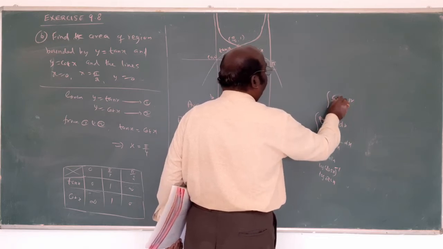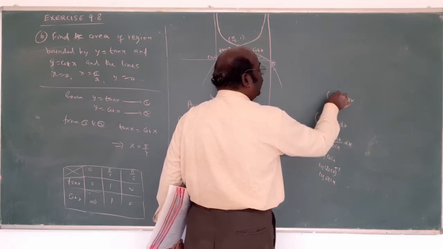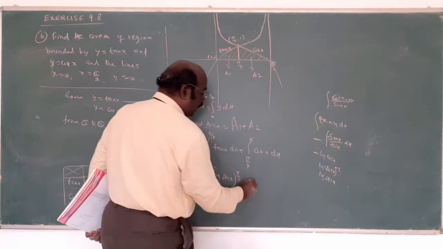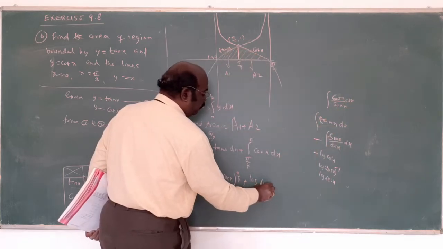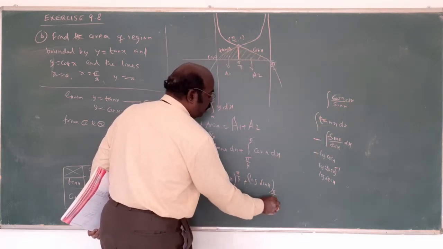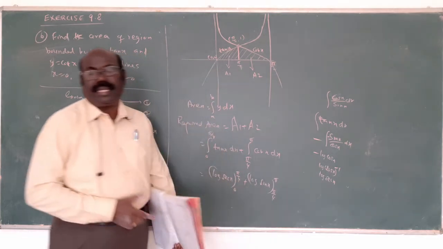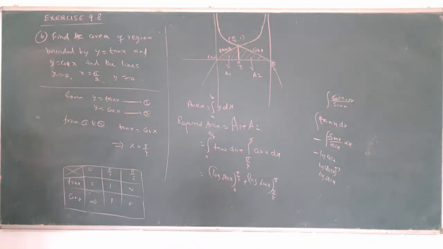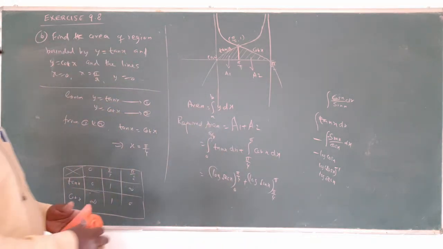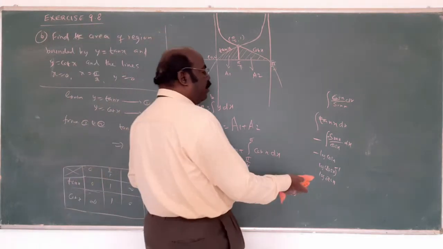Cot x is cos by sin. The differentiation of sin x is cos x exactly, so the integral form is log of sin x, from pi by 4 to pi by 2. In this way you integrate. There is no direct formula in the case of tan x and cot x; these are derived formulas.